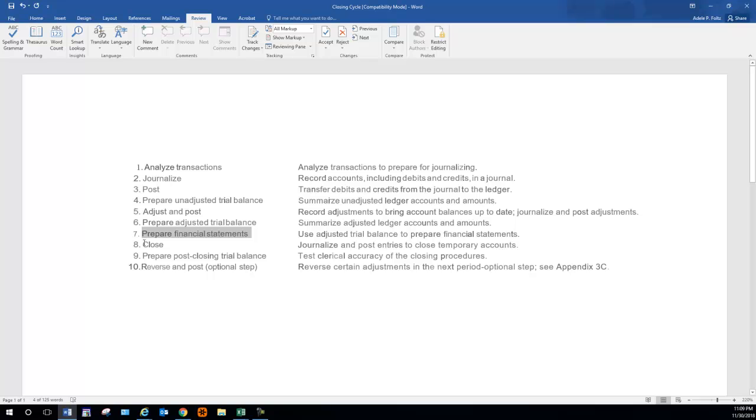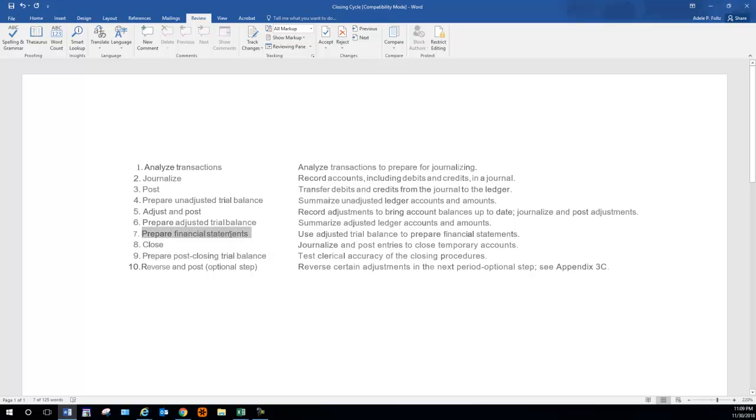And then we're going to close the accounts. We're going to talk about this in just a moment. What does that mean, to close the accounts? And then we're going to prepare a post-closing trial balance. These two parts are really, really simple, so you'll be happy about that.